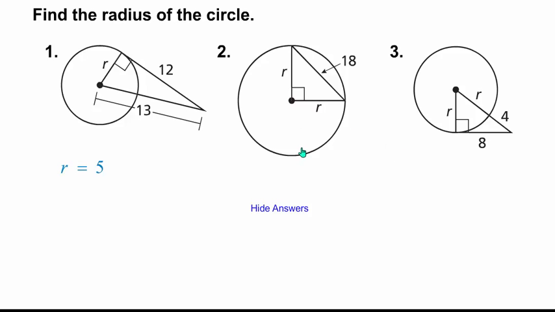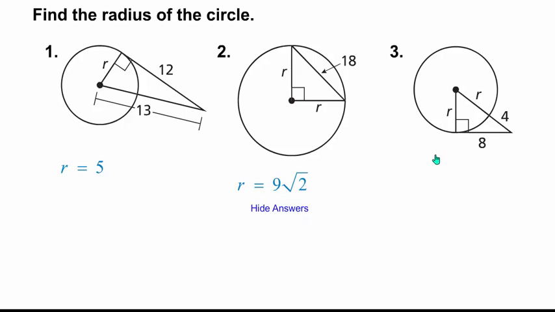In the second problem, I could use Pythagorean theorem. It's going to be r squared plus r squared equals 18 squared. If I simplify that and keep exact answers, it would be 9 square root 2, and 9 square root 2 is approximately 12.73.